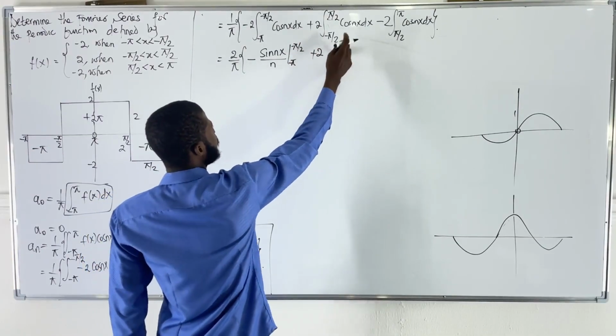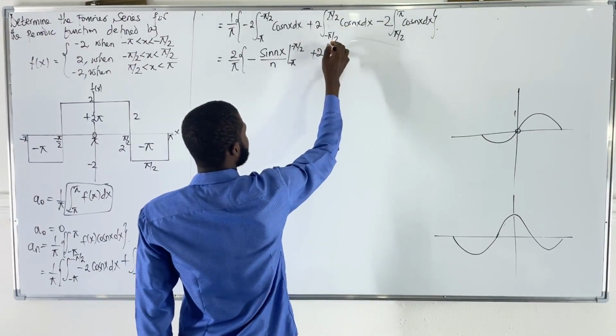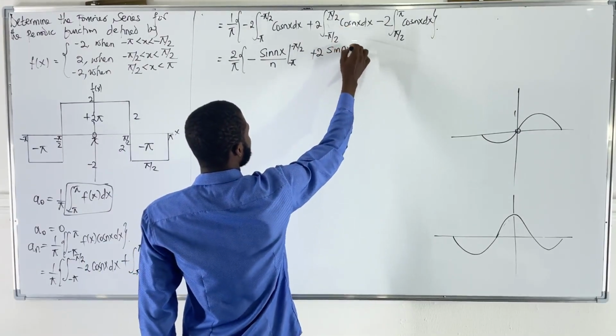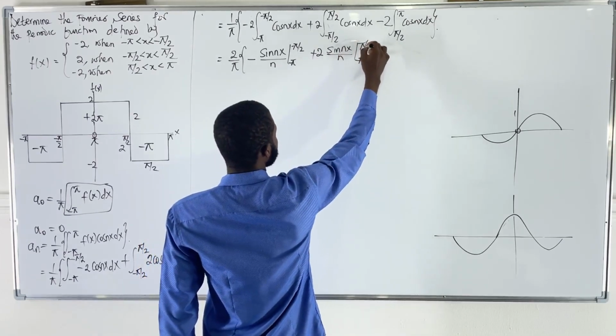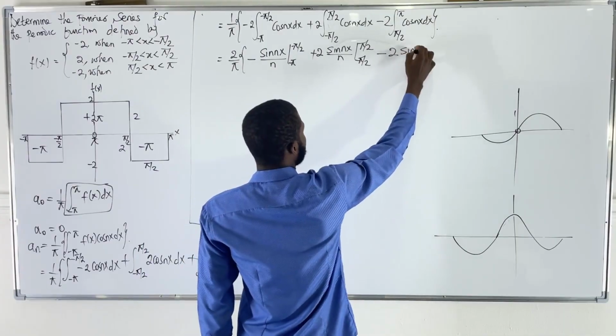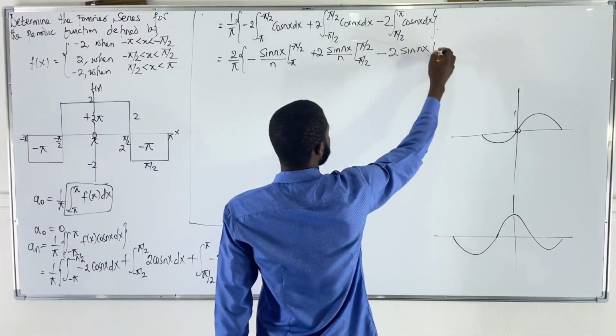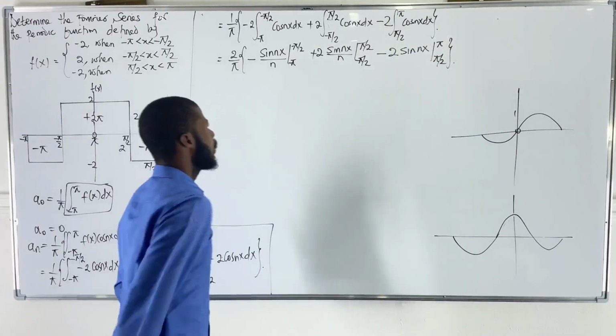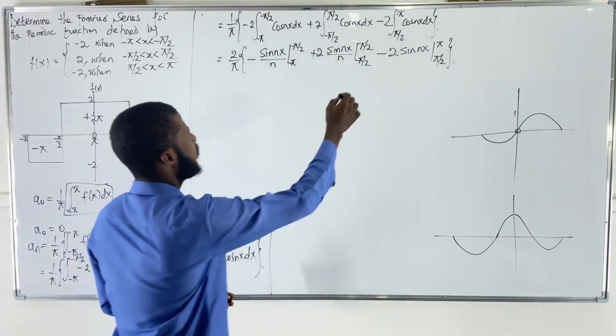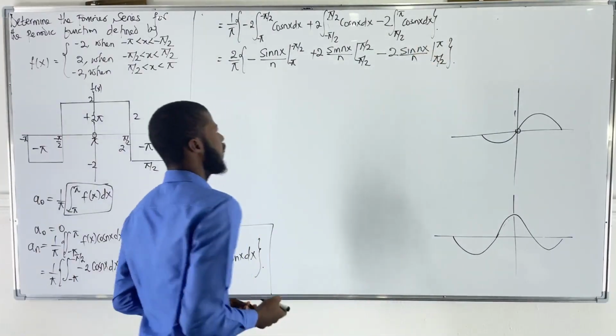And this is plus 2. Again, the integral of this is sine nx all over n. Then this is minus pi over 2 to pi over 2, minus 2 sine nx. The limit at this part is pi over 2 to pi, over n.